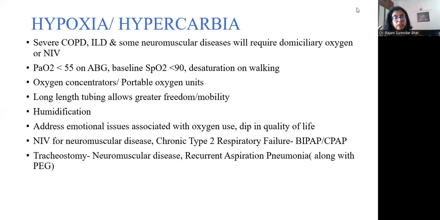It's very important that we address emotional issues with oxygen. You know, people tend to associate oxygen with all kinds of negative connotations. They don't like to be seen with oxygen.